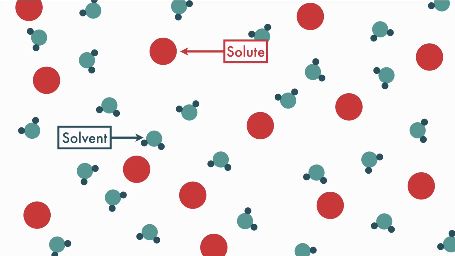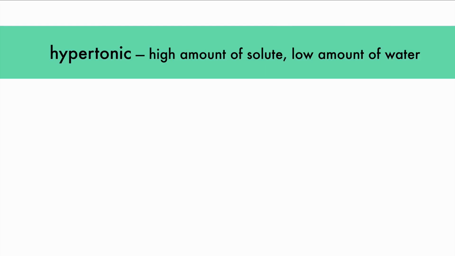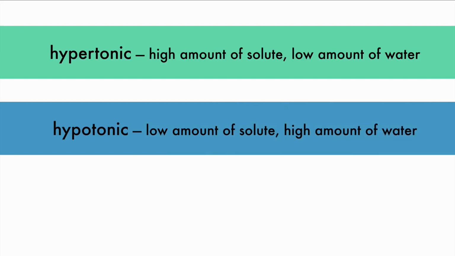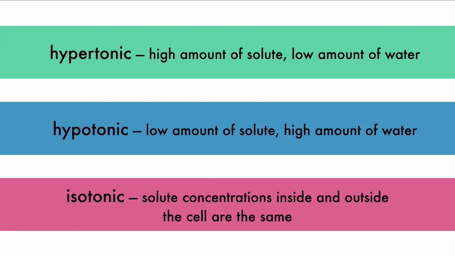Now, unlike Kool-Aid, your cells have a membrane dividing the inside of the cell from the outside of the cell. So we have to be able to describe the internal and external environments. To do that, we'll use three different words to describe the different amounts of solute and solvent that we could come across. Hypertonic means that there are relatively high amounts of solute and low amounts of water. You can think of a super hyper kid and their high amounts of energy to remind you of the high amounts of solute in a hypertonic solution. Hypotonic means that there's a low amount of solute and high amounts of water. And isotonic means the solute concentrations inside and outside the cell are the same.